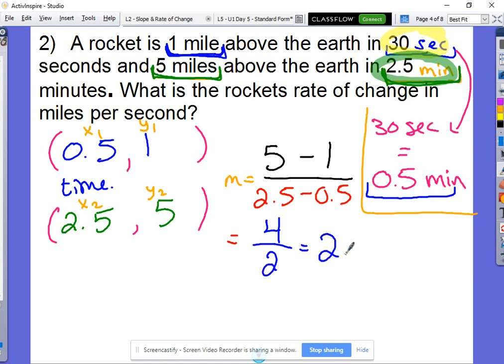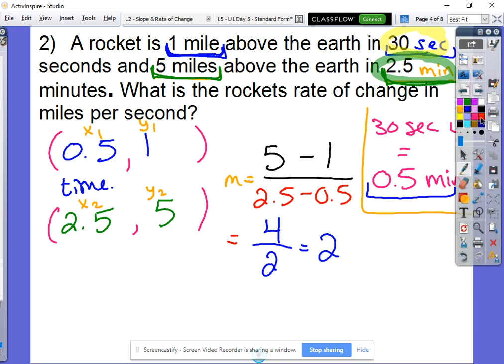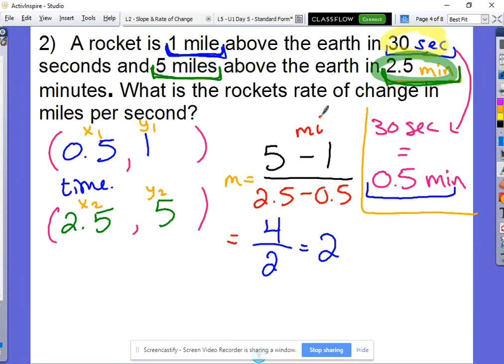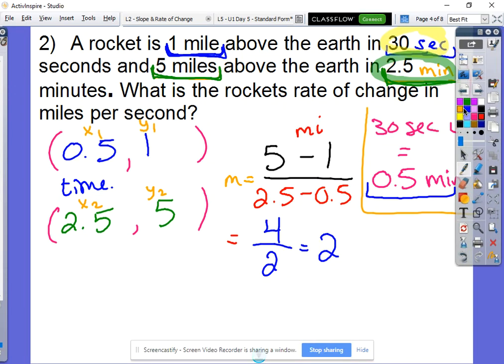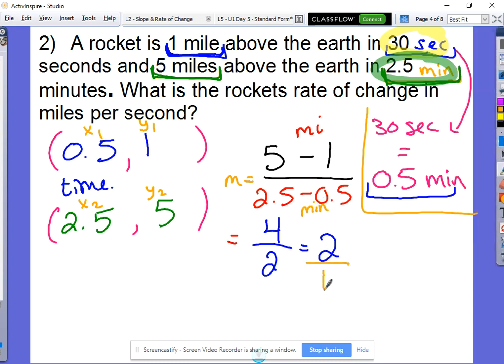Now, let's clarify what that means. What that means is this was our miles on top, and this was our minutes on the bottom right here. Excuse me, not seconds, that was minutes. My mistake. Minutes on the bottom. So what this means is that we are increasing 2 miles every minute.